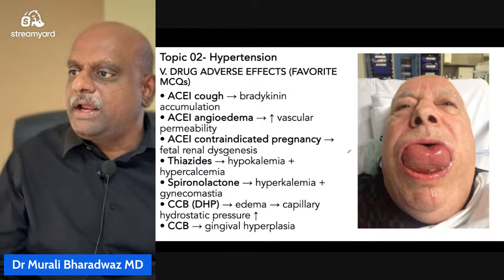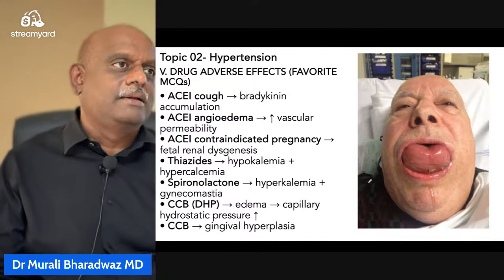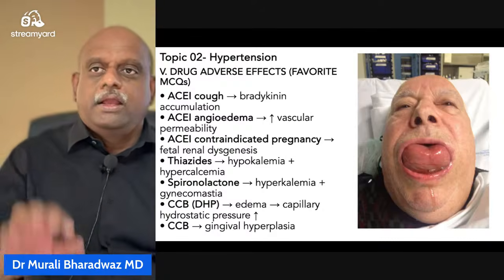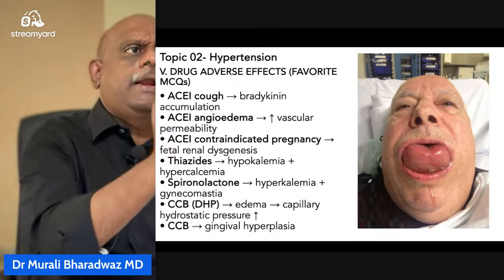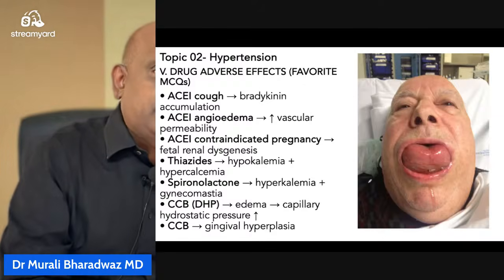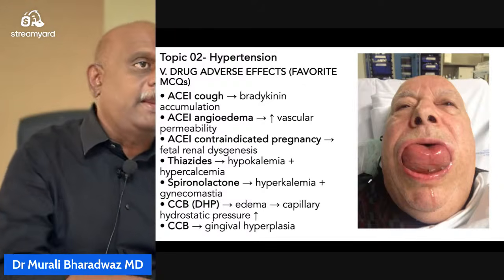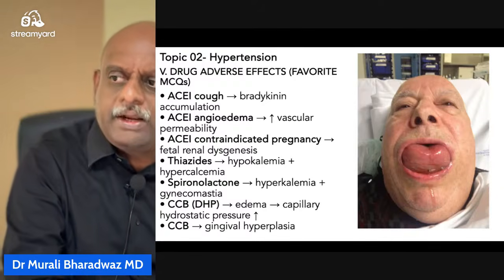ACE inhibitors can lead to angioedema. If at all there is a drug absolutely contraindicated in pregnancy because of teratogenic effects, ACE inhibitors and ARBs are strictly contraindicated.